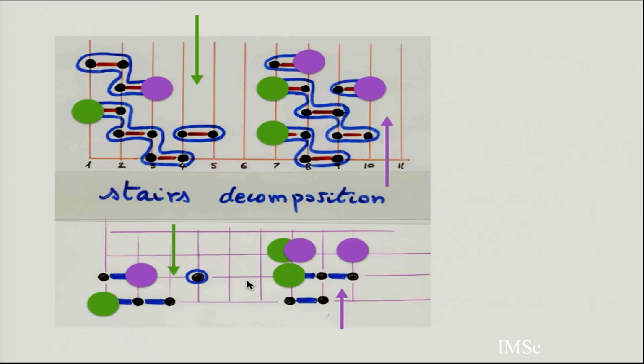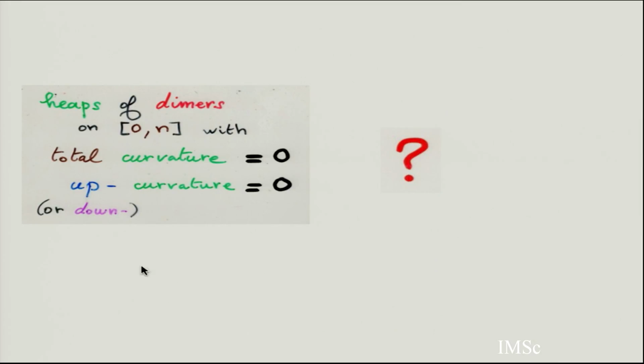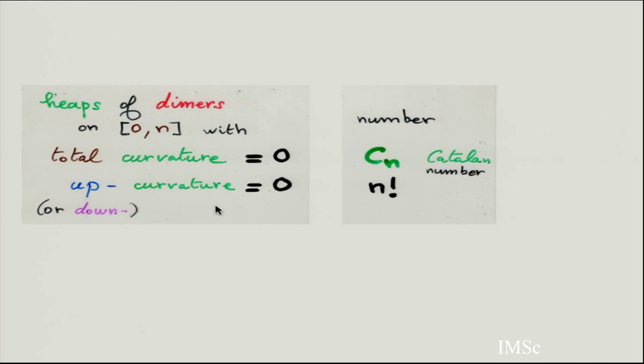Now there's a funny result. What is the number of heaps of dimers on 0, such that the total curvature equals 0? When you have a flat space, there are some heaps of dimers which are not totally in bijection with the flat space. But if the total curvature is 0, what is the number of such heaps of dimers? And also if only one of the 2 curvatures, the up curvature, equals 0. And it's very easy because it's a Catalan number. Total curvature equals 0, this is a Catalan number. And here, up curvature equals 0, this is n factorial.